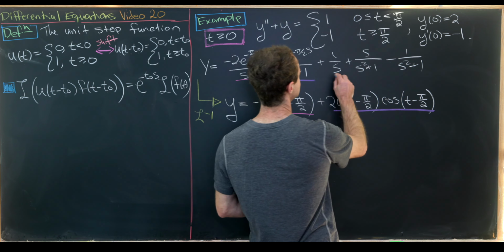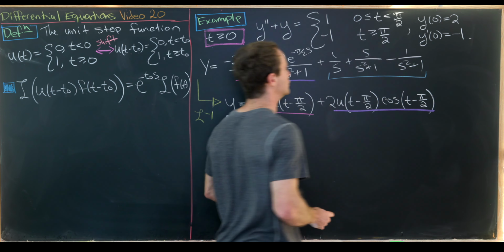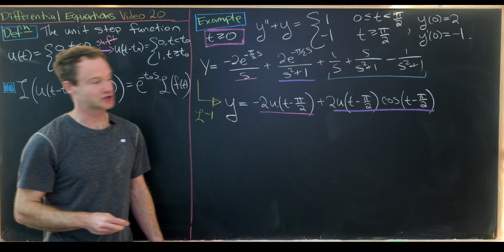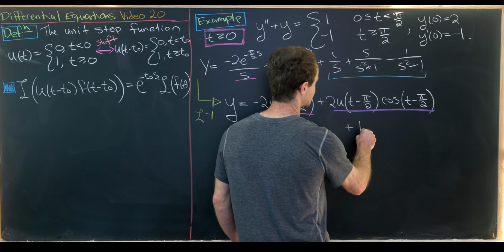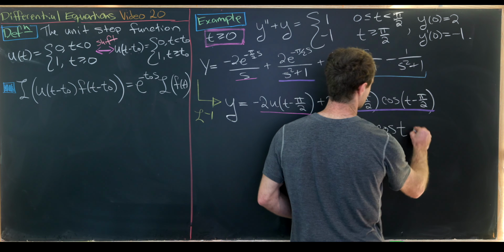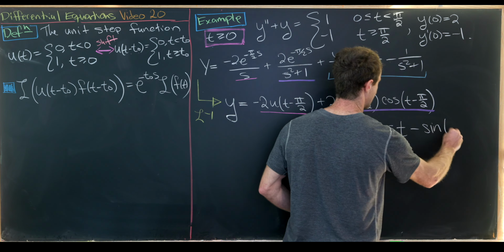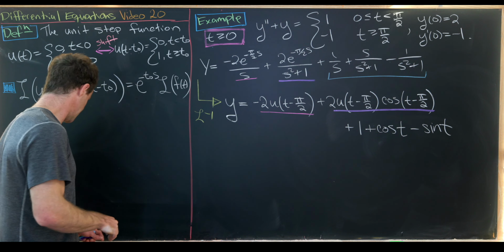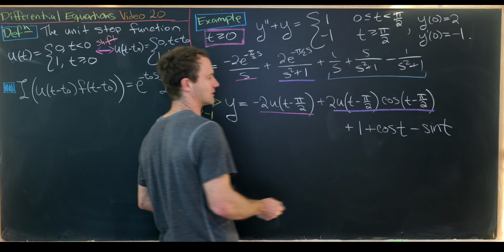And then next, this thing which is just all blue underlined will be everything that's not attached to the unit step function. So that'll give us plus 1. This term right here will be cosine of t. This term right here will be minus sine of t. And now let's get to simplifying if we can. And in fact, we can without much difficulty.